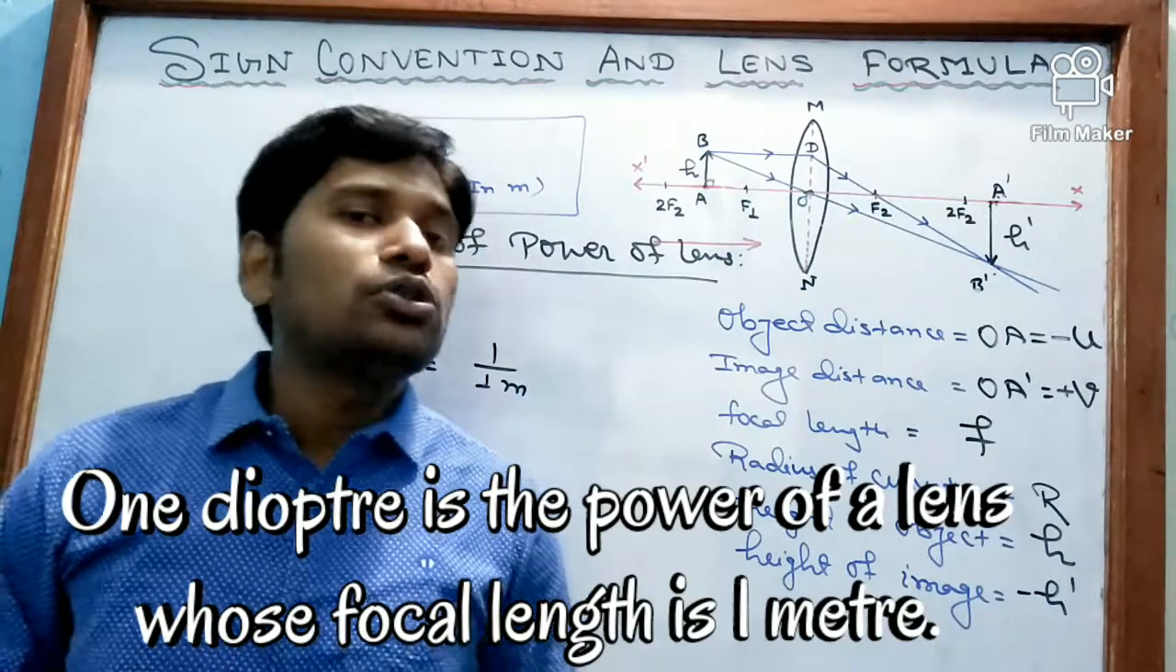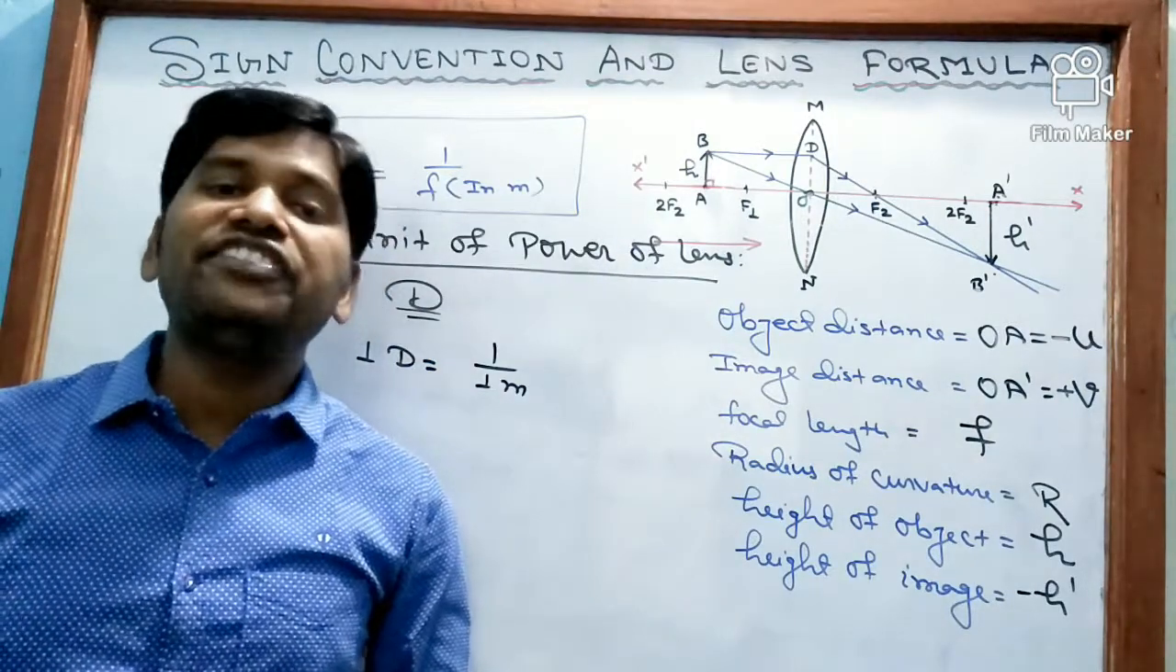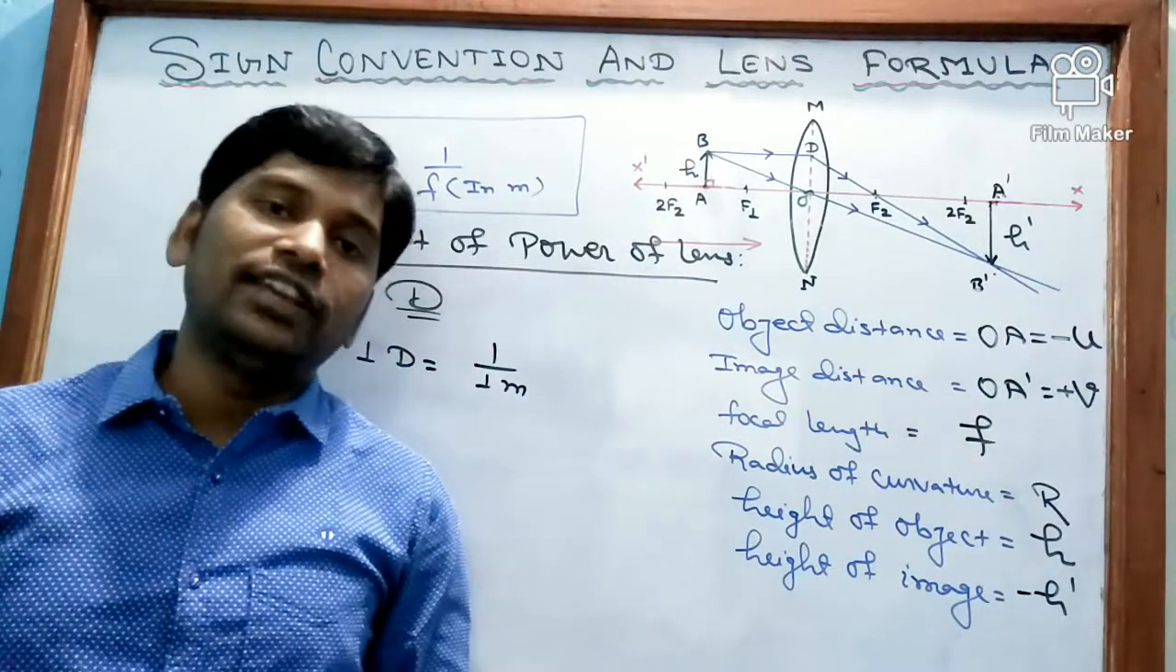So this is all about sign convention, lens formula, linear magnification and power of lens.